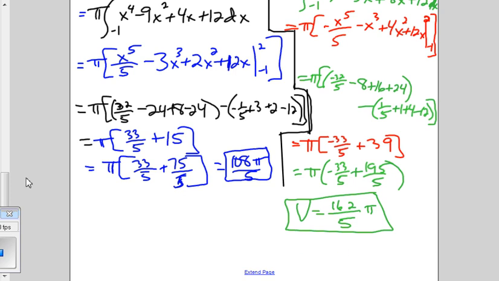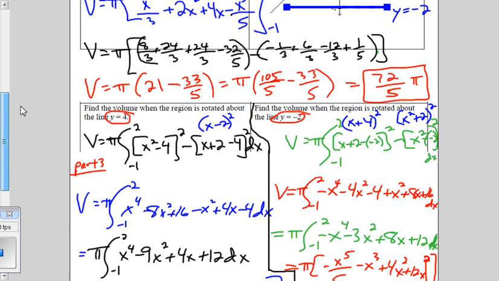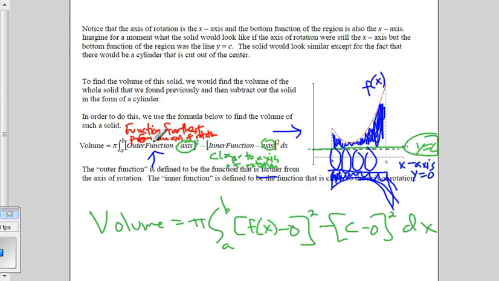Okay, so the process is the same over and over again, and these are pretty challenging problems. Let me go back to what we started with. It's the outer function minus the axis all squared, minus the inner function minus the axis all squared.